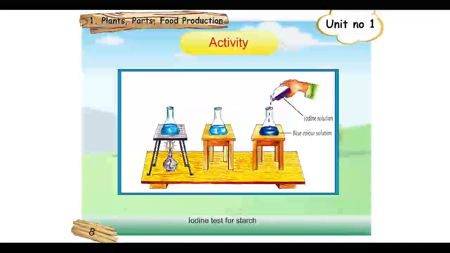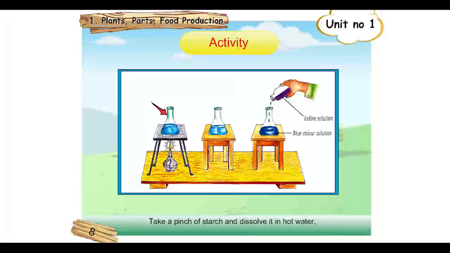Activity: Iodine test for starch. Take a pinch of starch and dissolve it in hot water. Cool the starch solution. Now add a few drops of iodine solution. Now observe the color of the solution. It is blue in color. This test is unique for starch.